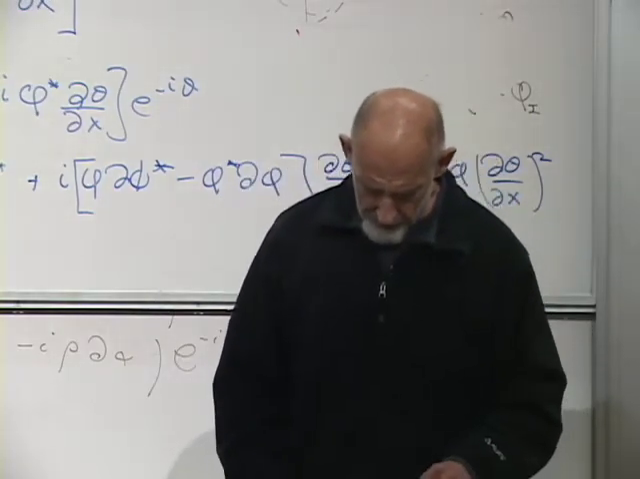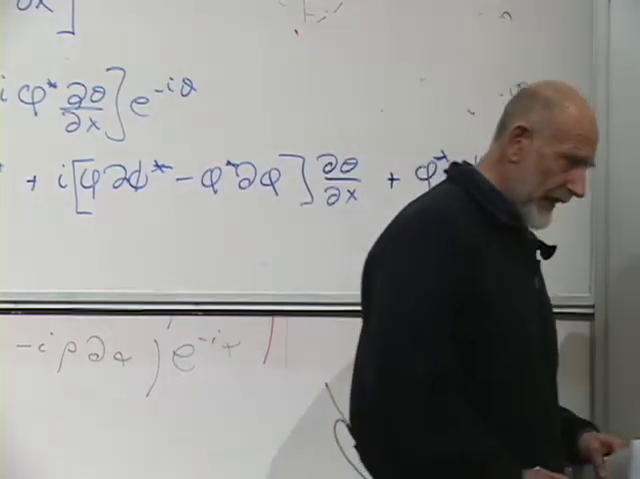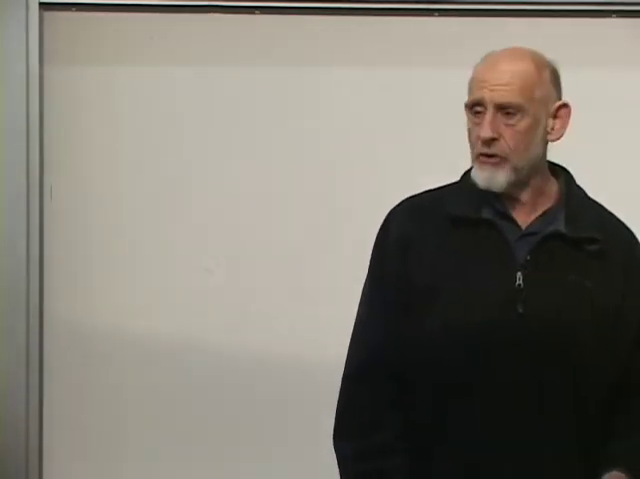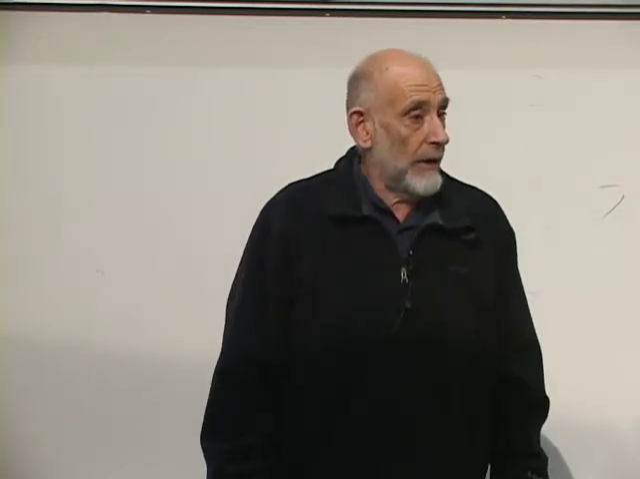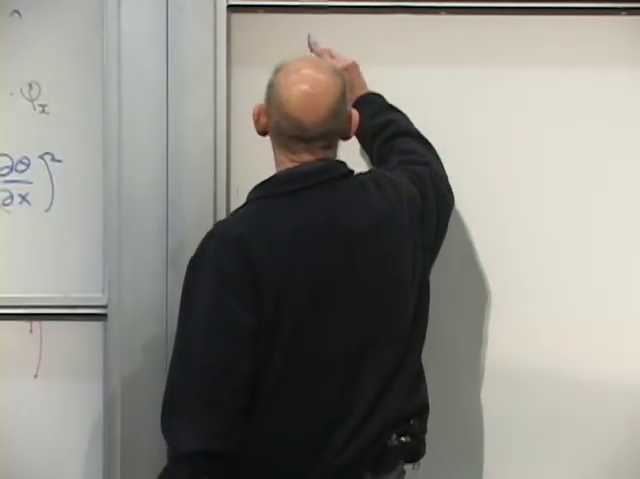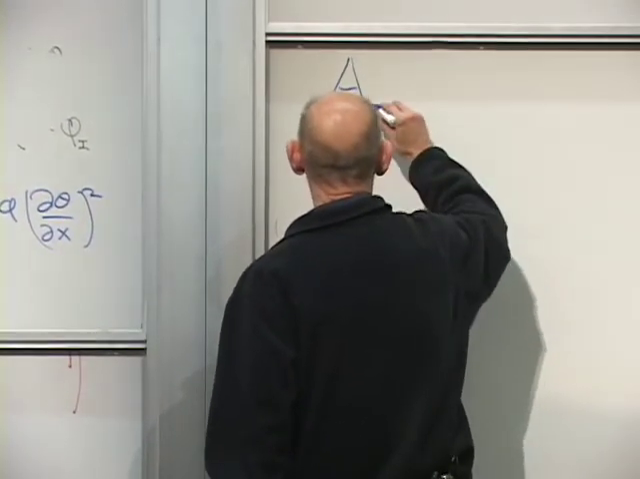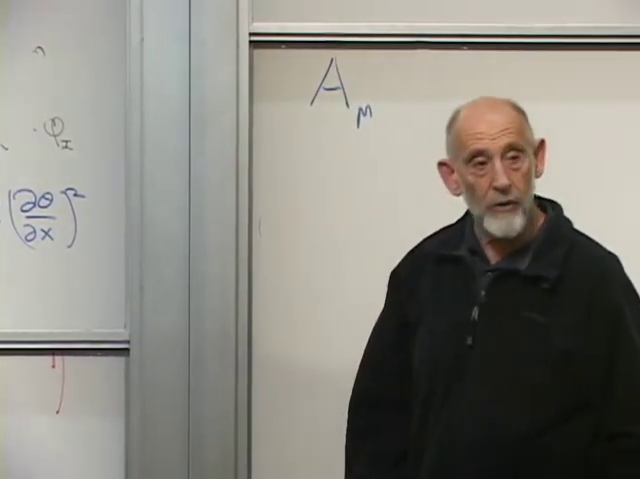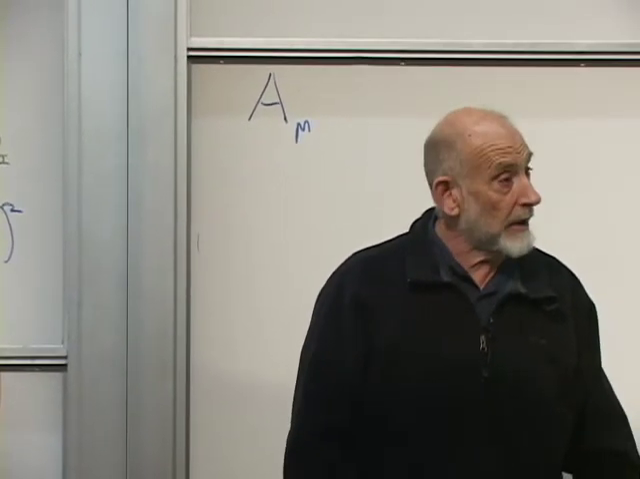Okay, so what's the ingredient that you have to add? You have to add a new collection of fields. In this case, just one new field, or I should say four new fields, one for each direction of spacetime. You must add a four vector of fields, and that four vector, if this were electrodynamics, would just be the vector potential, A mu, the four vector potential, out of which you build the electromagnetic field.